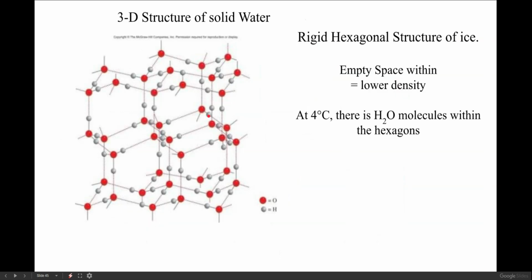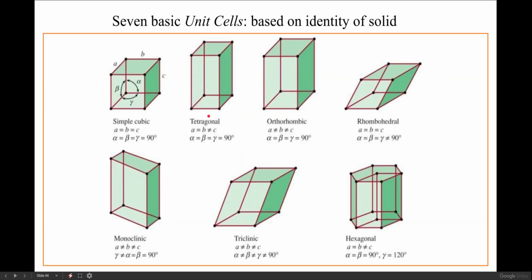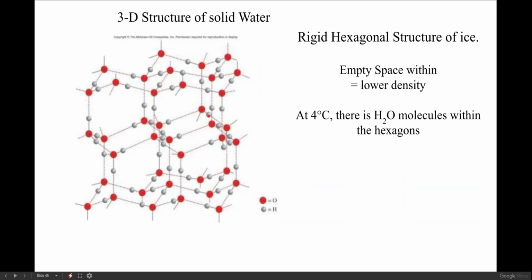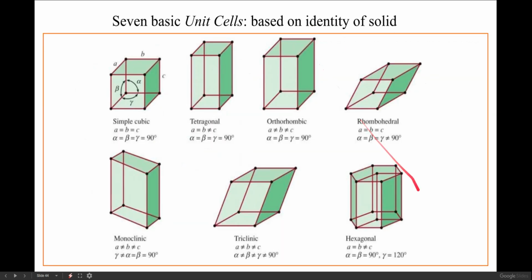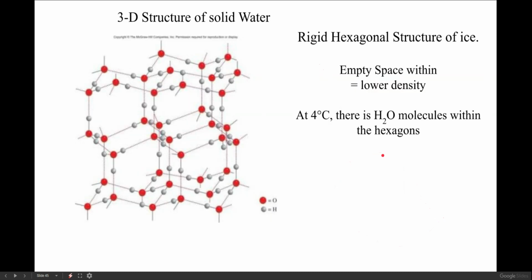Now, the thing I do want you to know about unit cells is that the type of unit cell can sometimes drive the properties as well. So water adopts a hexagonal structure seen here. And you can roughly see this hexagonal shape with all the red dotted lines representing hydrogen bonds. But it helps explain why water has that weird quirk of becoming less dense as a solid.